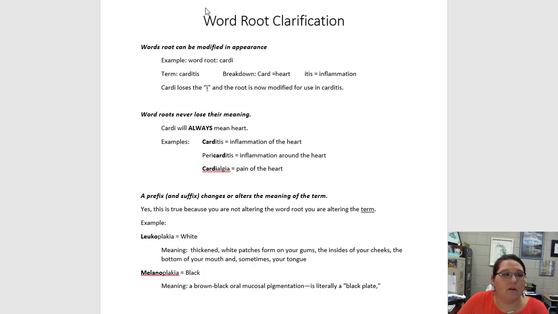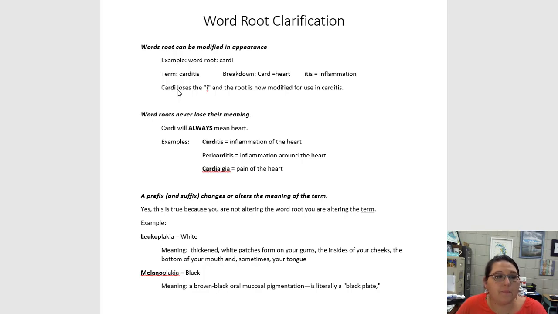If you'll look up here, word roots can be modified in appearance, such as in the term carditis. If you notice, your word root is going to be cardi, which is the word root for heart, and then itis, inflammation. Cardi loses its I whenever it's paired with the suffix itis, because that I now technically belongs to itis, to the suffix. The suffix doesn't change. The word root, however, can modify in appearance. By losing the I, it is now able to be paired up with itis.